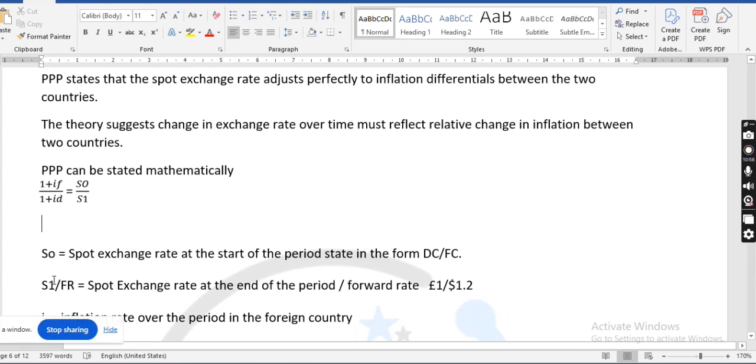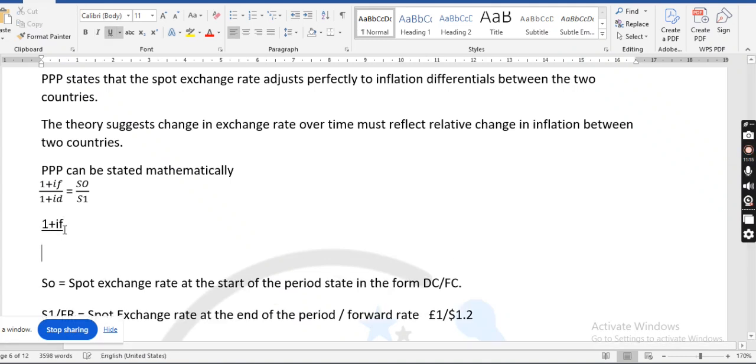Class, what is the objective? The objective is to calculate the spot rate, the forward spot rate. The objective is to do what? Calculate the forward spot rate, right? And this is the formula.